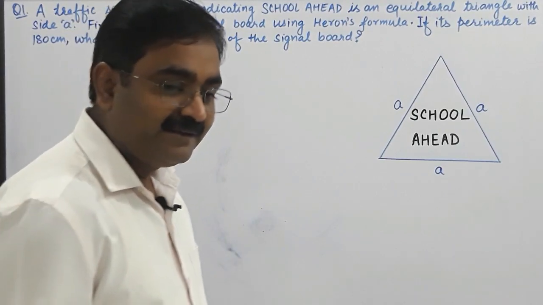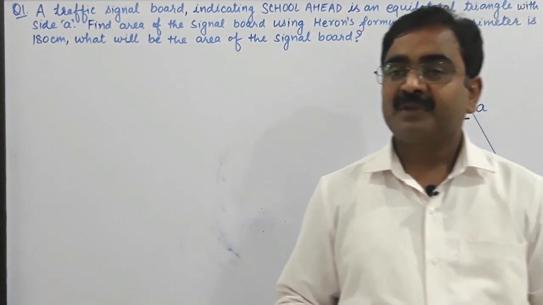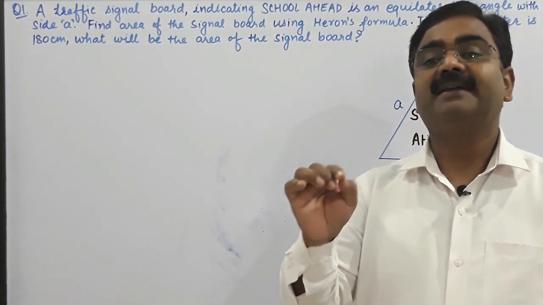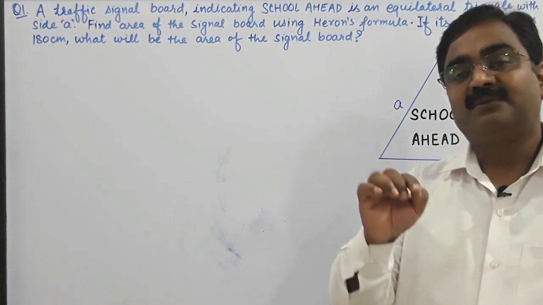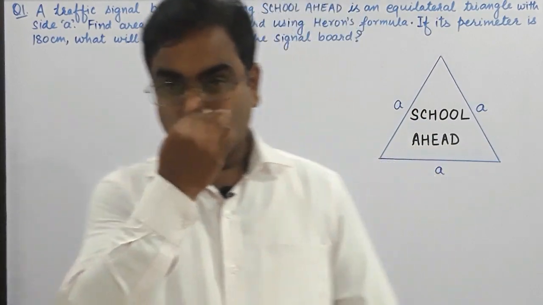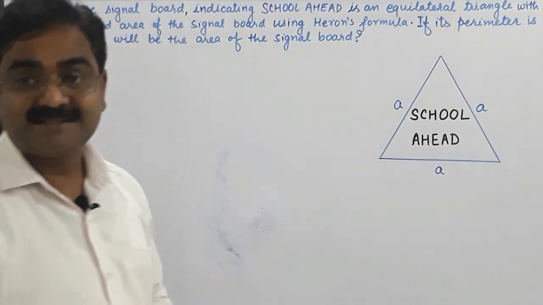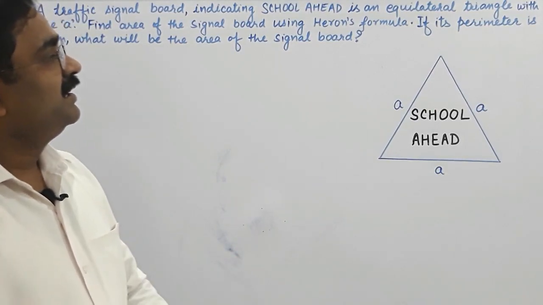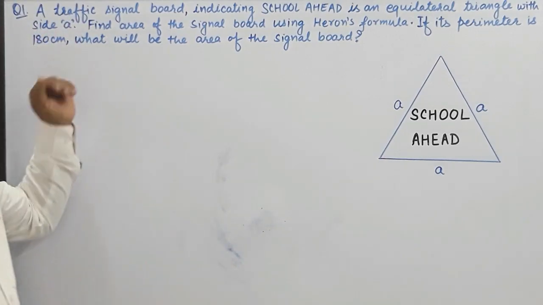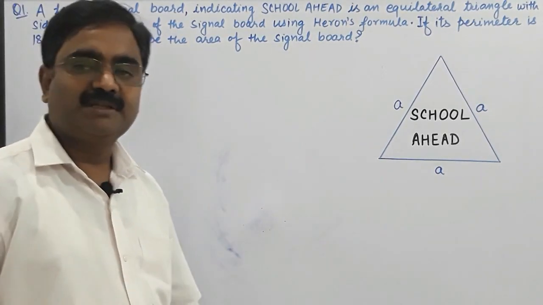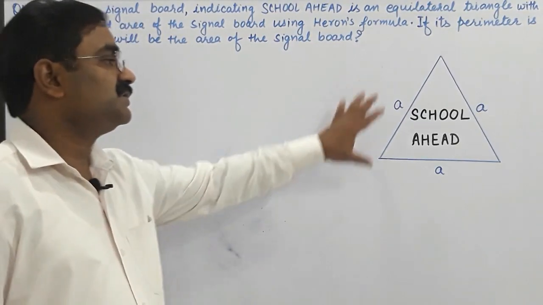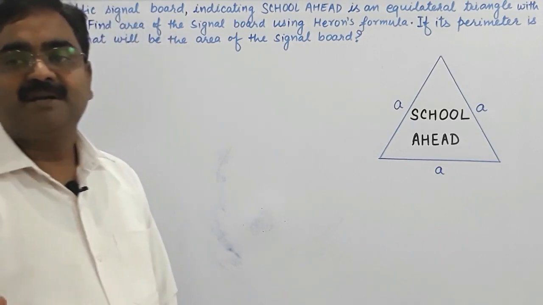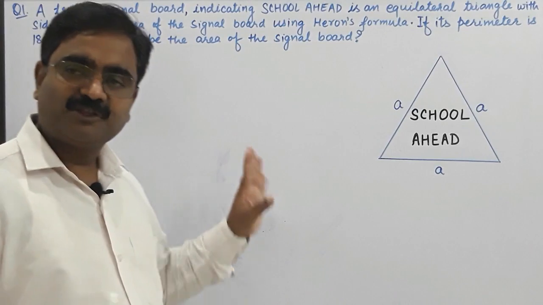We have to find out the area of this signal board, and you know that this signal board is an equilateral triangle. In the introduction part of this chapter, we gave the area of an equilateral triangle, which was square root 3 by 4 into side square, means a square. We are going to find this once again here, as the question asks you to find the area of this signal board by using Heron's formula. Afterwards, one more question is, if its perimeter is 180 centimeter, what will be the area of the signal board? That is the later question, but we have to find the area of this equilateral triangle by using Heron's formula. We have already explained it in the theory; it is the same thing we are going to explain here also.